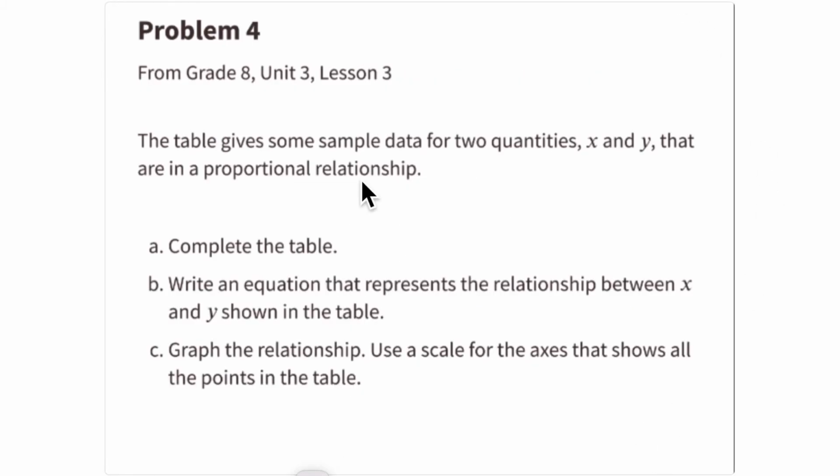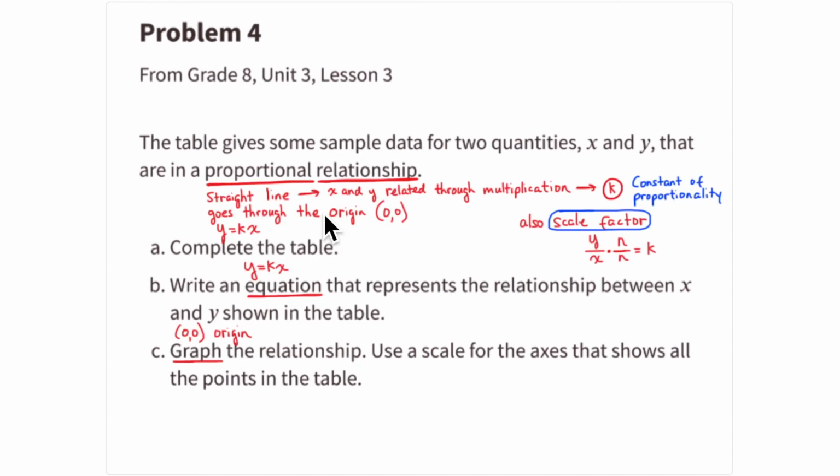This is problem number 4, and this is a review of lesson 3 from unit 3. It says that you have a table of data for 2 quantities, x and y, and that it is a proportional relationship. So once you see those words, proportional relationship, certain things should kick in of what that means. For example, you should think that it's a straight line. So on a graph, it will be a straight line, and x and y are related through multiplication, and that's called the constant of proportionality.